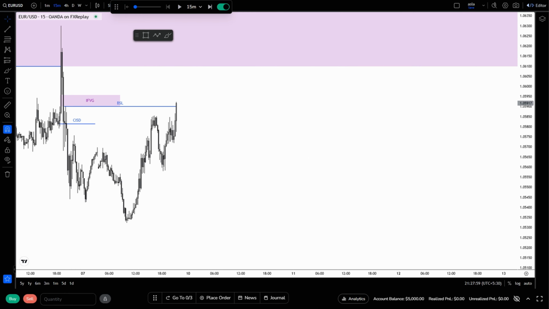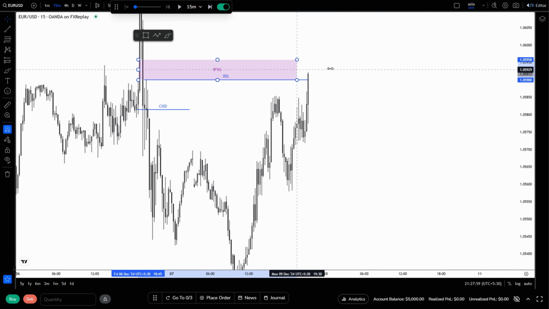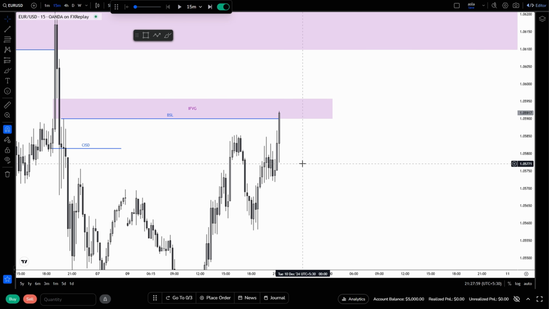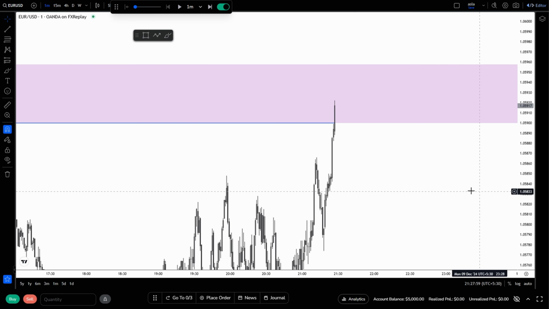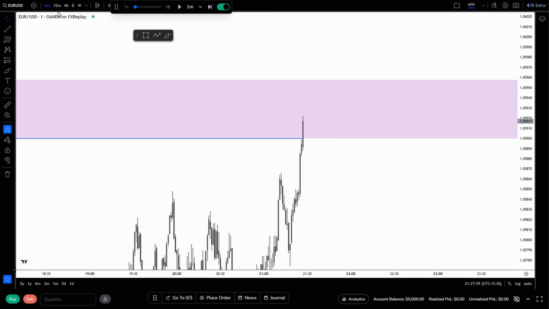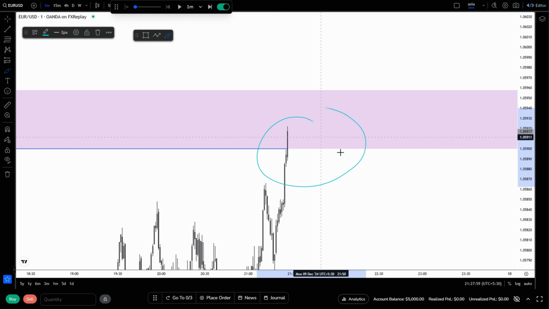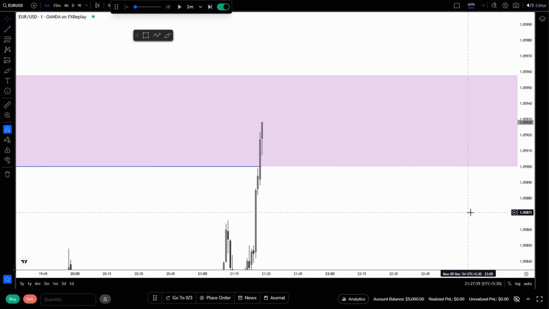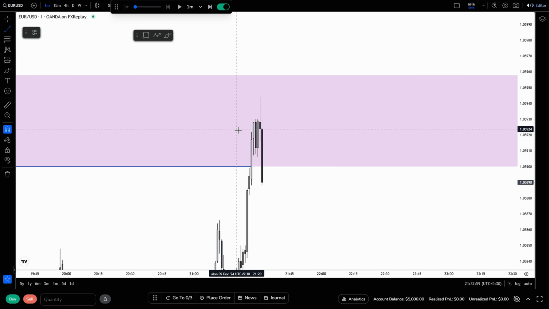So now, once price has swept the 15-minute buy-side liquidity, this is where I want you to shift down to a lower time frame. You can use whatever lower time frame you are comfortable with. There is no fixed rule here. Personally, I like to plan and execute my trades on the 1-minute time frame, so that's what I'm going to use in this example.